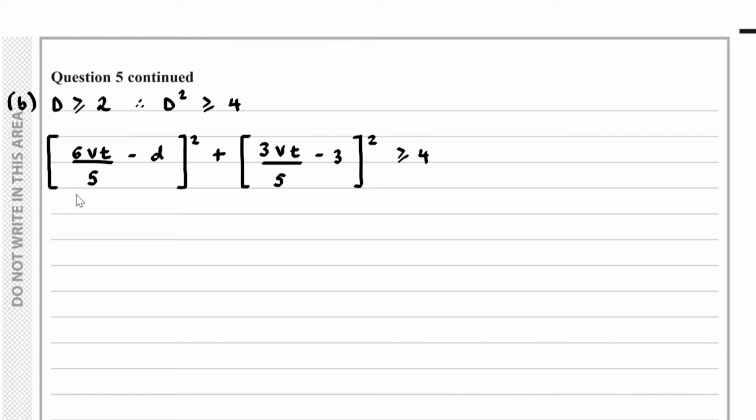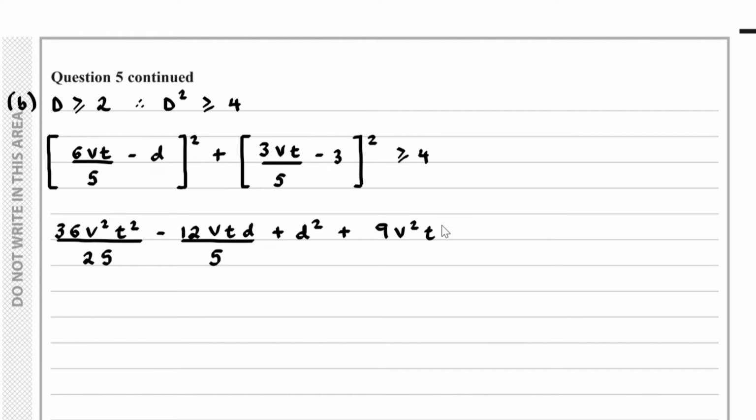If I expand this bracket, what we will have is 36 V squared T squared over 25 minus 12 VTD over 5 plus D squared plus, now here we would have 9 V squared T squared over 25 minus 18 VT over 5 plus 9 being greater or equal than 4.